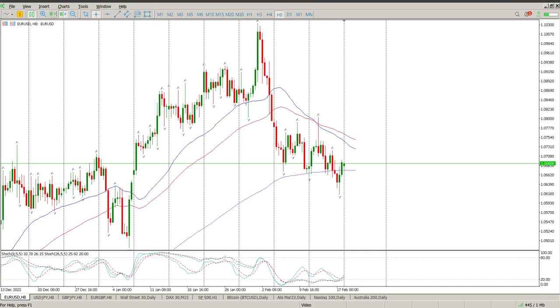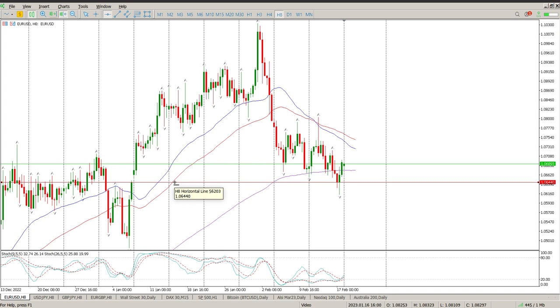Starting off with Euro USD as usual, and this gap has been closed. That was our yearly gap up, ran away, came back, we've closed it. We've got some pretty decent structure here. We've got divergences brewing. So, I mean, this is textbook at the moment.